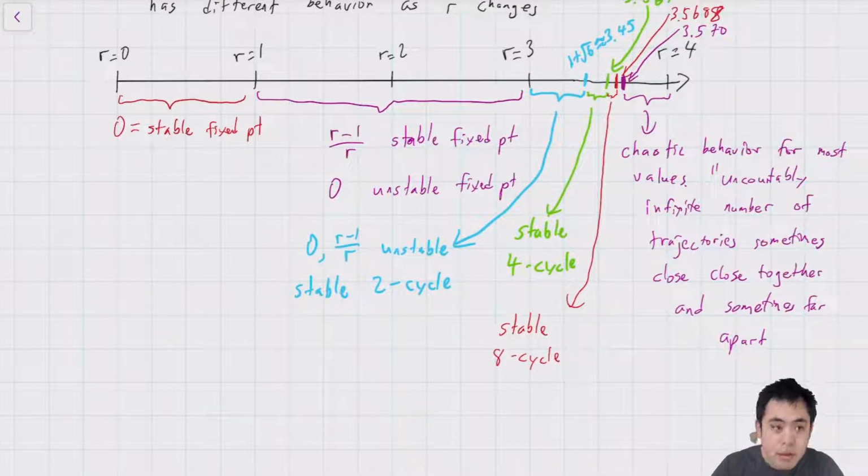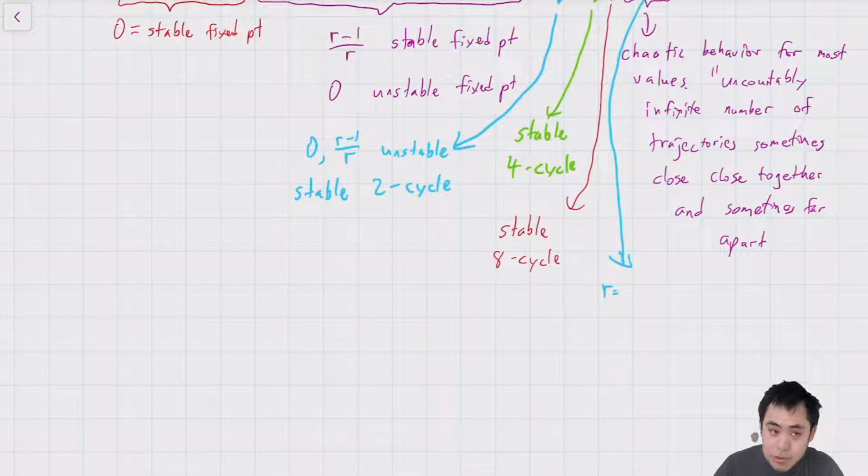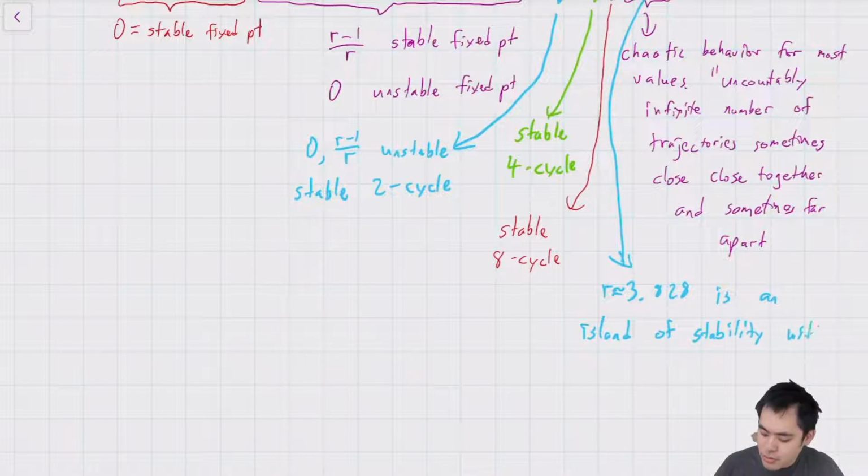But you'll note that I should mention for the sake of completeness that this is only for most values. It turns out that for some values, like let's say this one here, r is equal to 3.828 approximately, there is an island of stability with a 3 cycle.